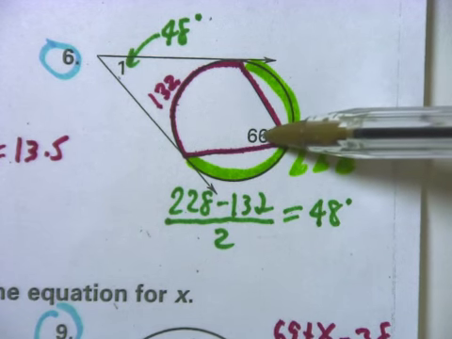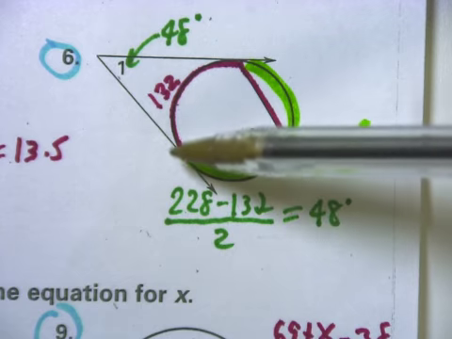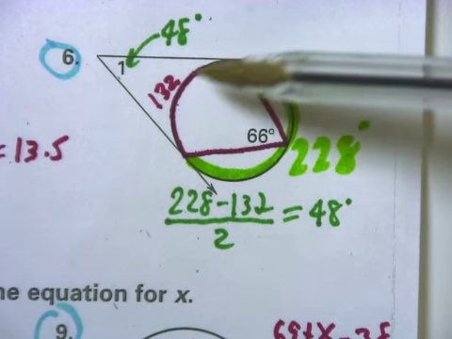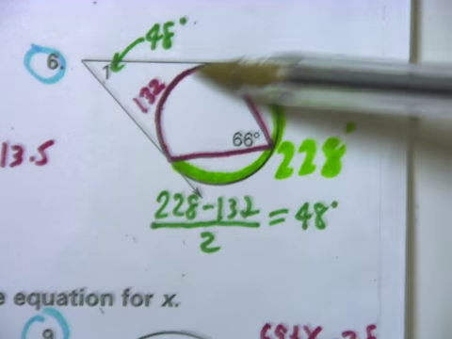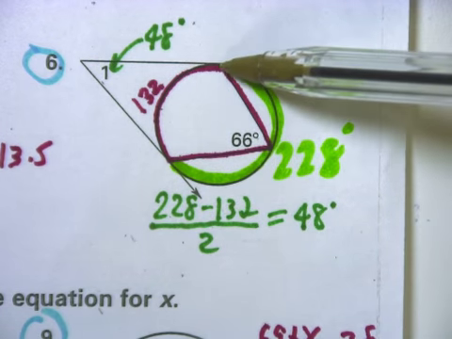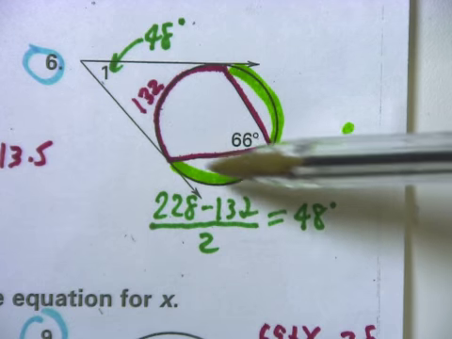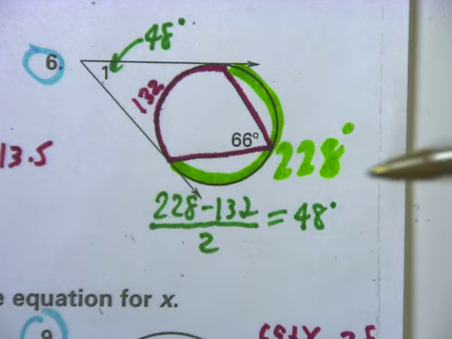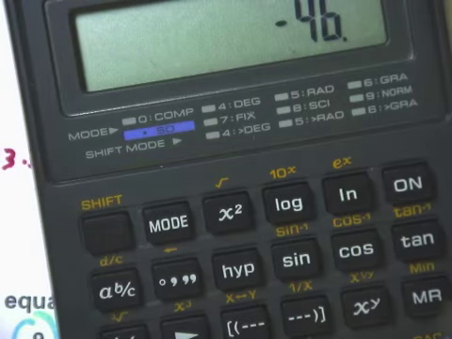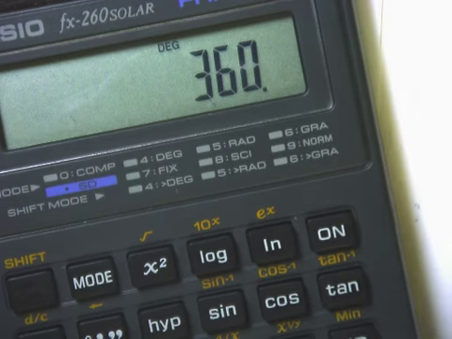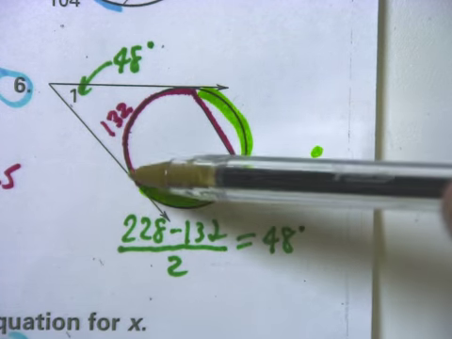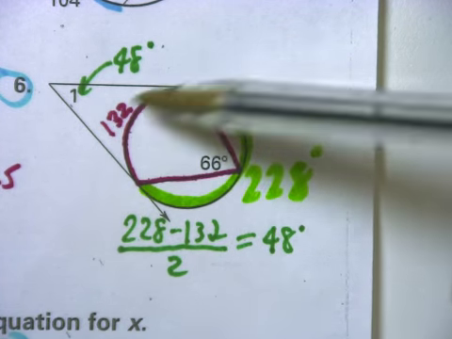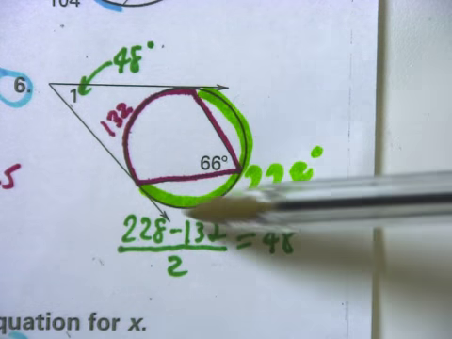Number 6, well, they tell me that this inscribed angle here is 66 degrees. Since this is an inscribed angle, I know that this arc here is going to be twice as big, which is 132 degrees. Once I know that this is 132 degrees, then I can find out the rest of this arc here because a circle has 360. So if I do 360 minus 132, I get 228. That's how I got the 228 out here.